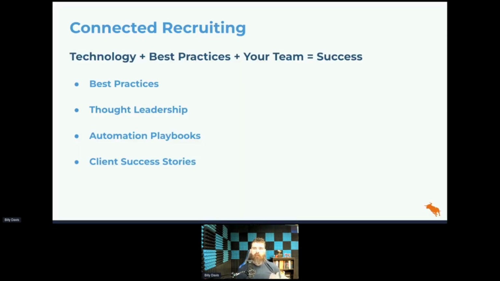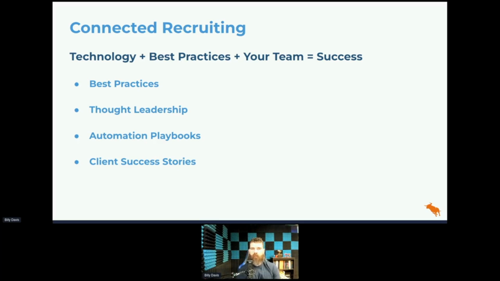Now, something we've also noticed is that there's a huge demand for best practices, guides, and tutorials. Clients are always really interested to find out what other clients are doing, how they're getting results, and how they're being successful with automation. So at Bullhorn, we created this connected recruiting methodology. We recognize that you can have the best technology, but you really need to pair that technology with best practices and ensure that your team is enabled and trained to get optimized success.